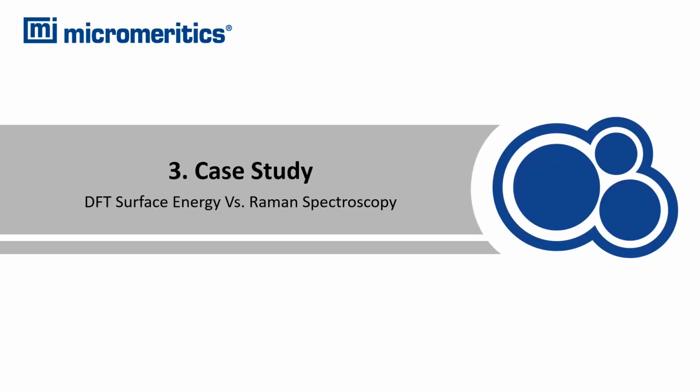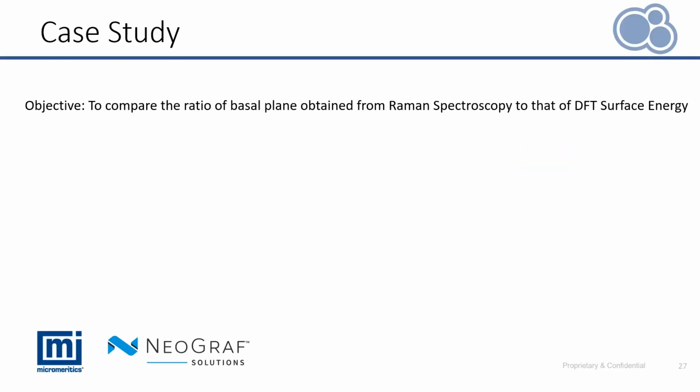Now I'll present a case study comparing the DFT surface energy to Raman spectroscopy, which is a well-established method to characterize graphene and graphite, especially for the level of disorder present in a sample. The objective of this case study was to compare the level of disorder measured by Raman spectroscopy to the ratio of basal plane versus edge plane versus defects measured by the DFT surface energy method in different graphite samples.